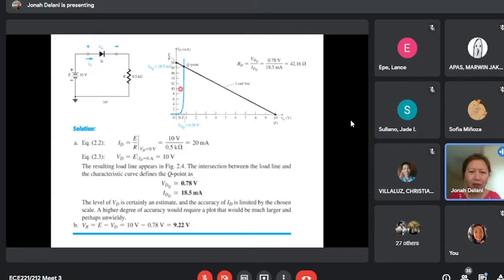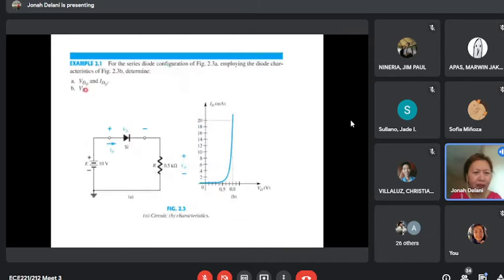And then for the current, we drop to the y-axis, where in ID. Where does this Q point coincide? It is approximately 18.5 milliamperes. That is the answer. Then for letter B, what is the voltage across the resistor, VR?